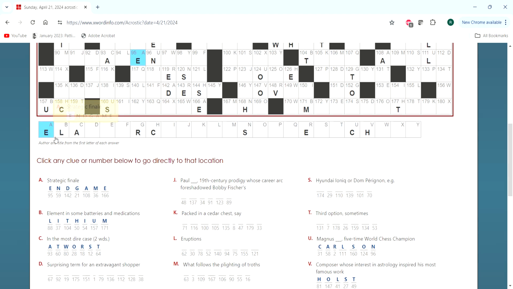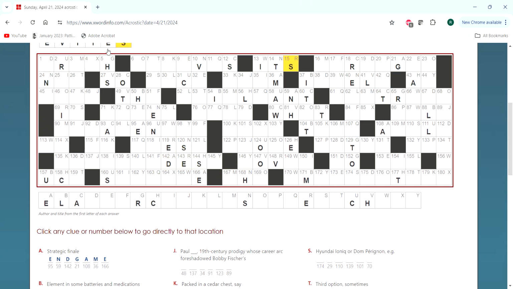The final result, what you have here at the end of the day, is the author and title, as we indicated. Now this is all done, you can do it manually, of course, in the back of the New York Times Sunday magazine on pen and paper, or you can do it here through xwordinfo.com.